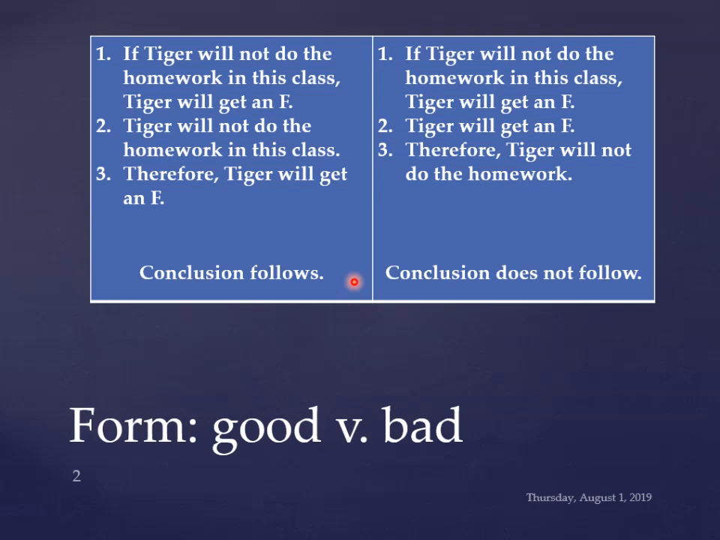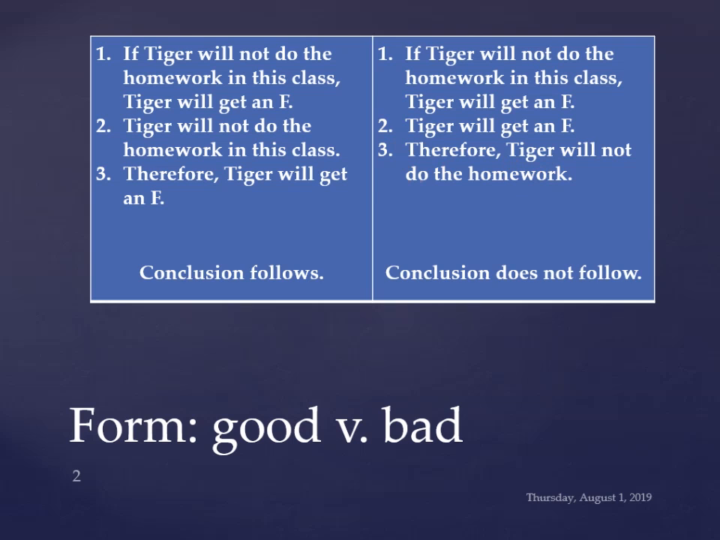So when I say that the conclusion follows, what I mean is if these two premises are true, then this one has to be true. Now that's not the case over here in this argument. You'll notice that the first premise is exactly the same as the one over here, so I won't rehearse that one. But now look at premise 2 that says Tiger will get an F. So therefore, Tiger will not do the homework. That does not logically follow. If these two premises are true, this one doesn't have to be true. This one actually can be false.